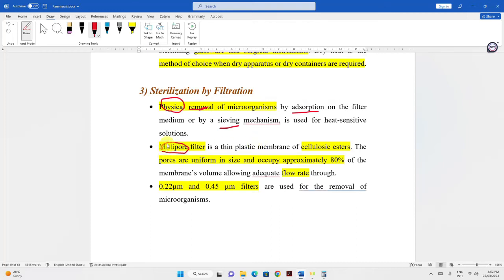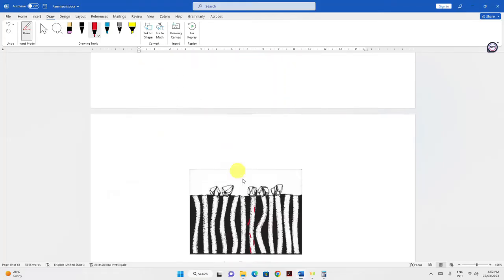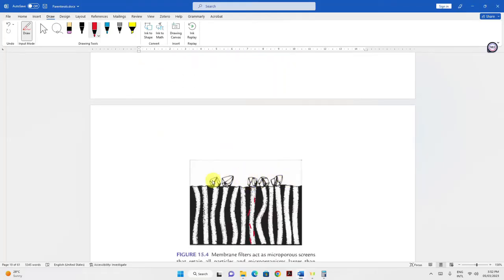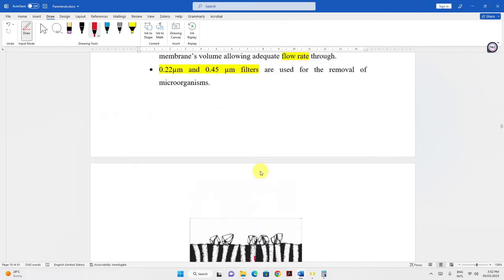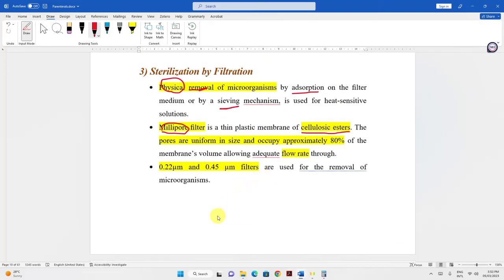Their filters are well known for the sterilization purpose, and it is called a thin plastic membrane made of cellulosic ester. Okay. And the nice thing about this membrane, it's thin. That's why the removal happens on the surface, meaning by sieving. Because we have other membranes which are thicker. It might be removed by adsorption and by sieving.